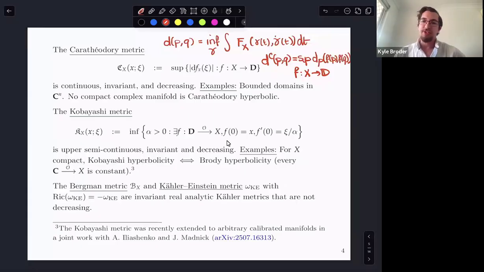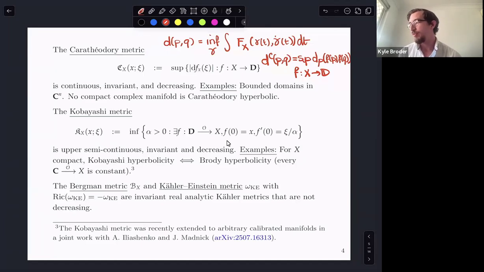So the distance function is actually due to Carathéodory in the 20s, I believe, but it was Reiffen who discovered that this actually comes from a Finsler metric, and that was decades later, and the formula is given by this. So the Carathéodory Finsler metric is only continuous in general. It's invariant and it's decreasing, and if we're on a bounded domain in C^n, for example, then this will be uniformly non-degenerate. And so bounded domains in C^n are examples of Carathéodory hyperbolic manifolds.